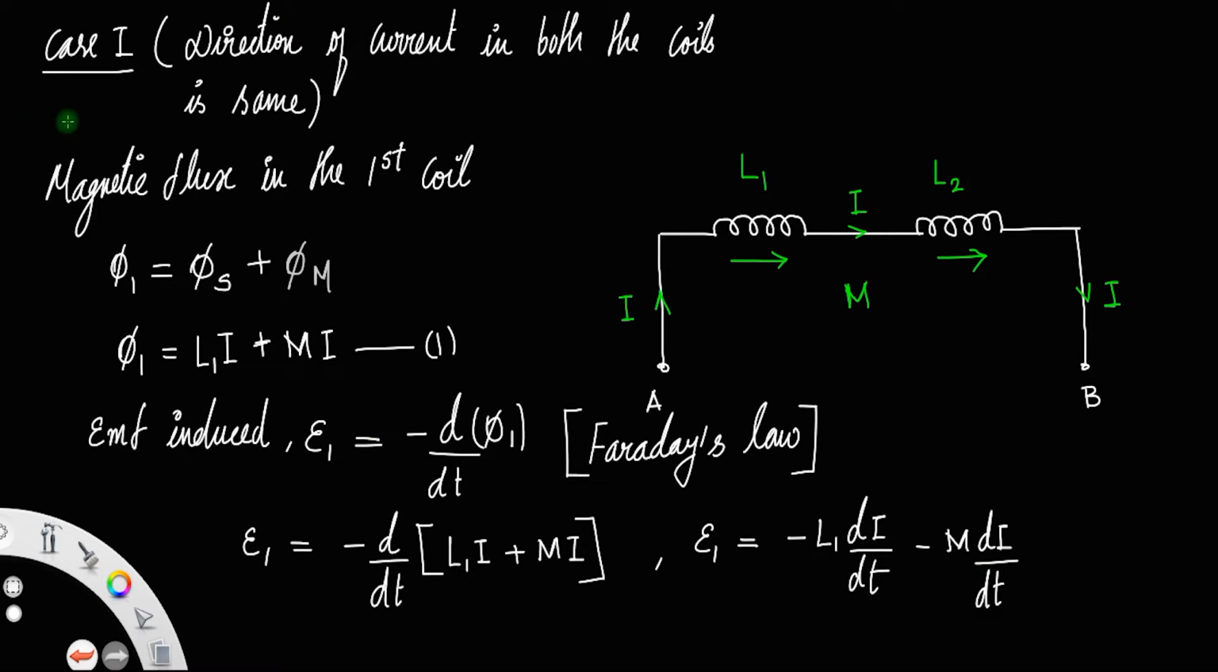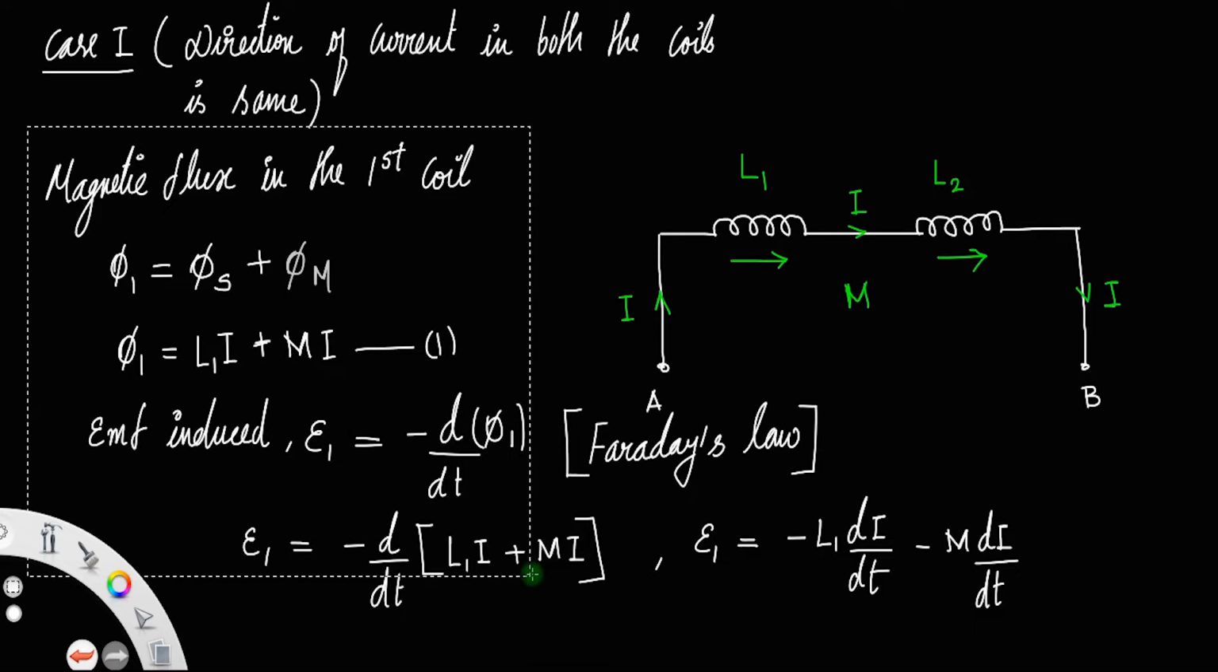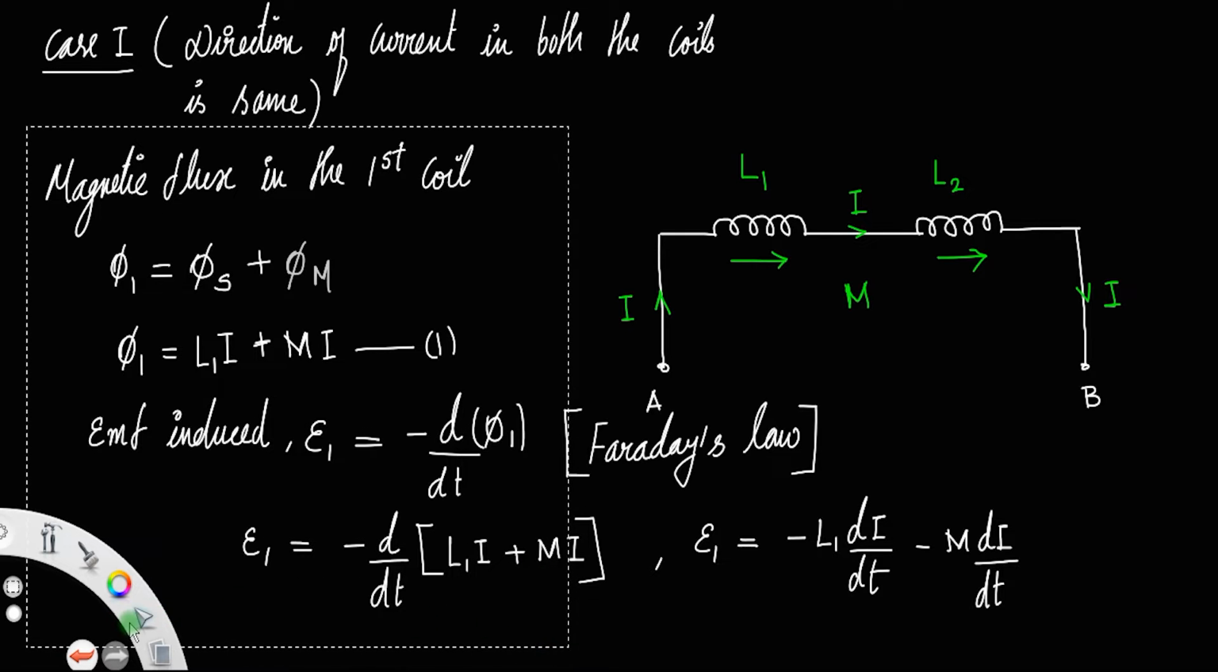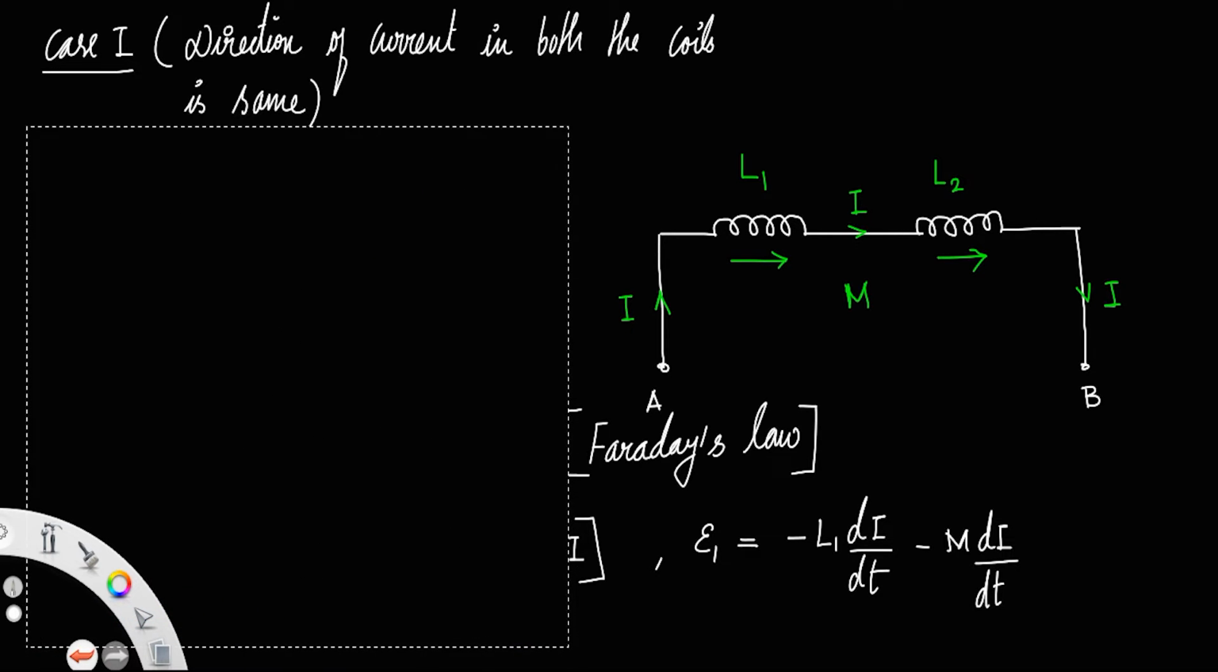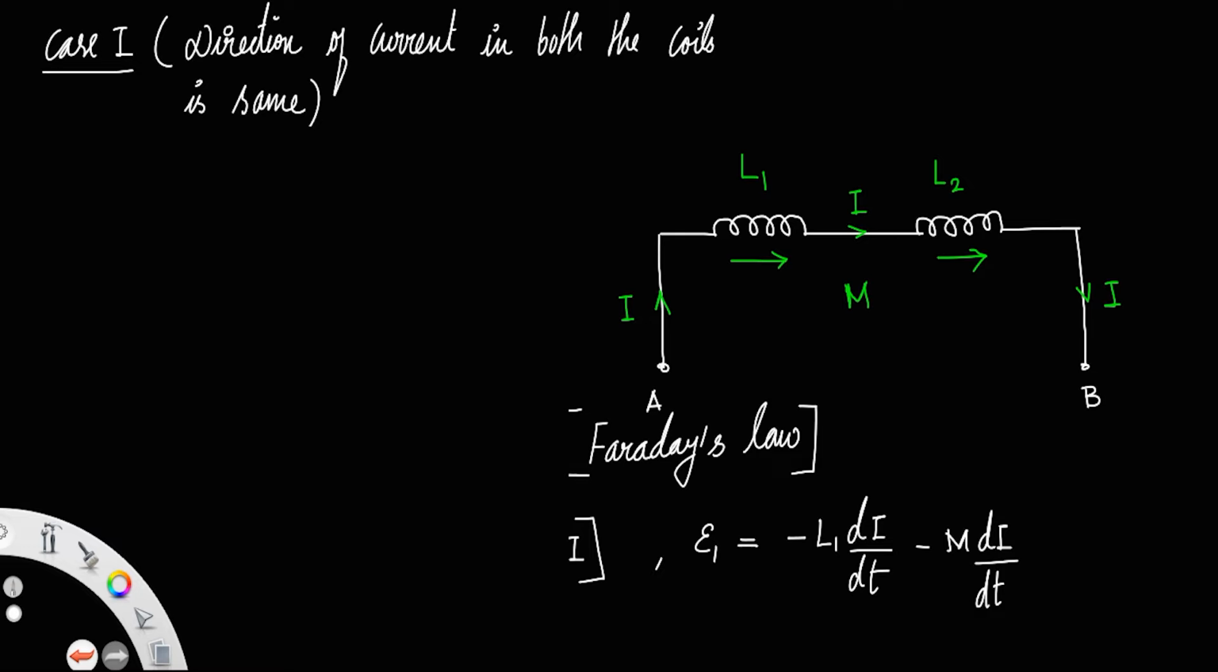So E1, the EMF induced in the first coil, will be, you can take this di by dt as common, so you can write that as minus, which is also common, you can take that out, L1 plus M, di by dt. Let's call that equation number 2.